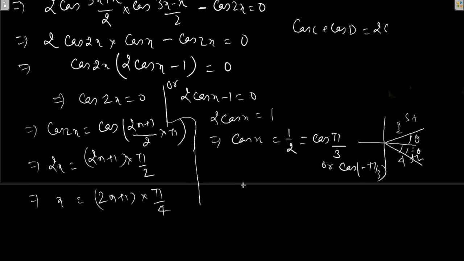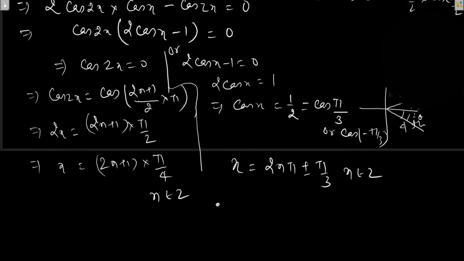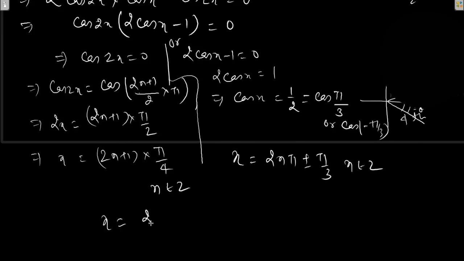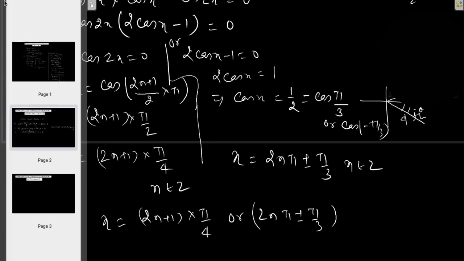If that being the case, we know our general solution. We take the first one, and x becomes 2n pi plus minus pi by 3, where n is an element of Z, here as well n is an element of Z, right? So what we have got finally is x equals: first one is (2n plus 1) into pi by 4, or we have got 2n pi plus minus pi by 3. Alright, so these are the two solutions we have got. Let's move on to the third question. What's my third question?